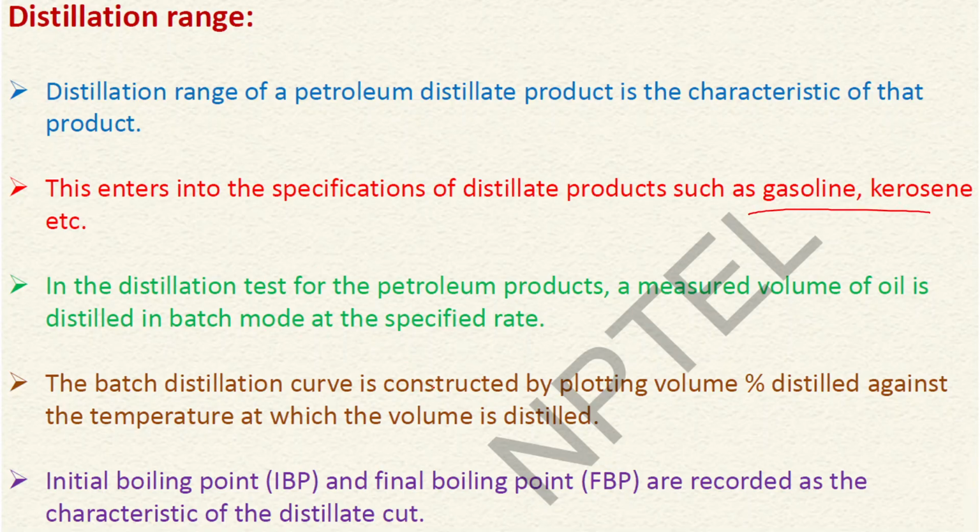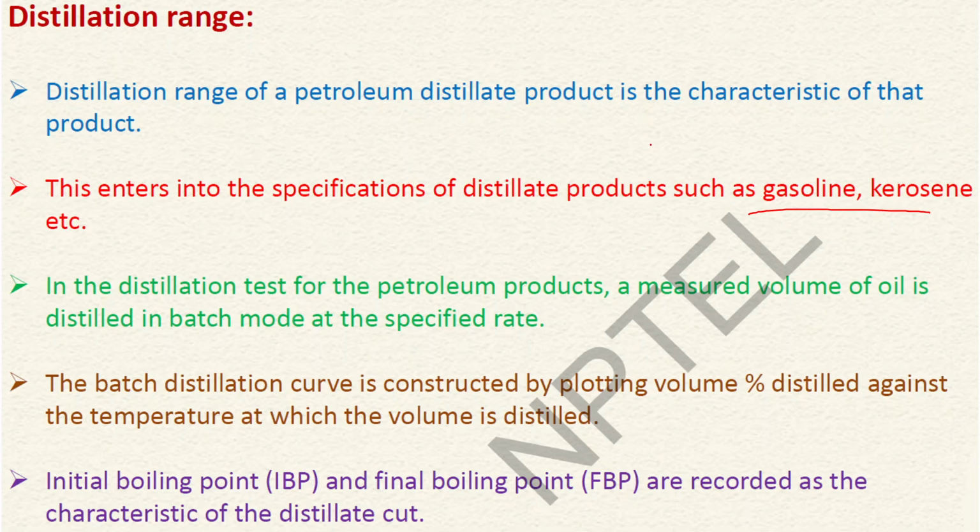In the distillation test for a petroleum product, a measured volume of oil is distilled in batch mode at the specified rate. The batch distillation curve is constructed by plotting volume percent distilled against the temperature at which the volume is distilled. So what happens is, we take a sample of crude oil, and it is distilled in a standard distillation unit. Basically, a batch distillation unit.